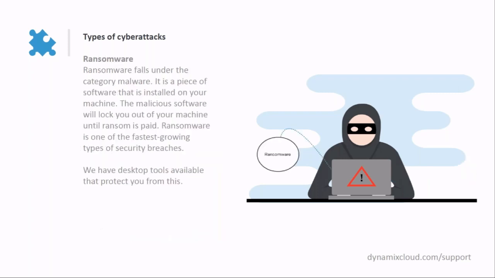Ransomware. I'm sure we've all heard this on the news, especially even our own government being held with ransomware. Ransomware falls under the category of malware. It is a piece of software that is installed on your machine. This malicious software will lock you out of your machine until the ransom is paid. Ransomware is one of the fastest growing types of security breaches.